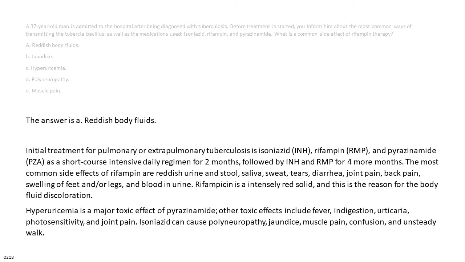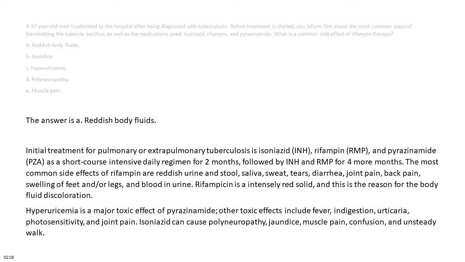The answer is A. Reddish body fluids. Initial treatment for pulmonary or extrapulmonary tuberculosis is isoniazid, INH, rifampin, RMP, and pyrazinamide, PZA, as a short-course intensive daily regimen for 2 months, followed by INH and RMP for 4 more months.